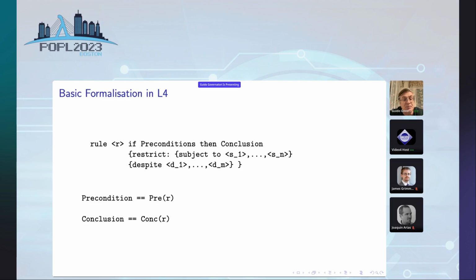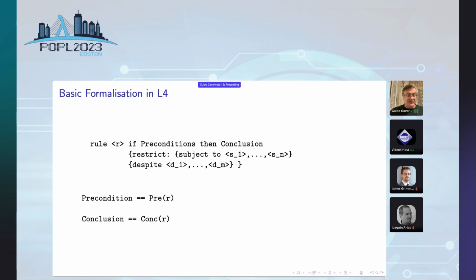Also, you have two possible guards. One is restrict, where you can specify what rules are restricting the current rule. The other is despite, where you can specify what rules are defeated by the current rule. We will also use pre-R and conc-R as the identifiers for the set of preconditions and the conclusion.